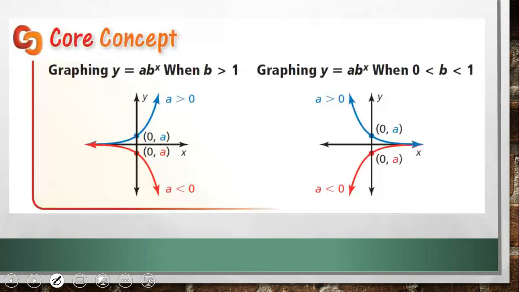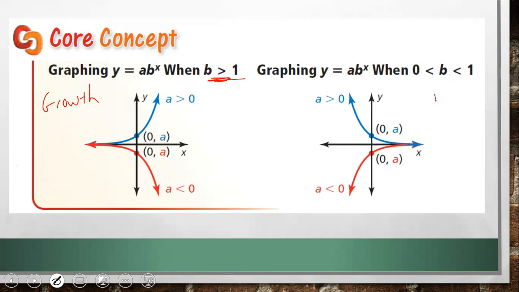Save to try these for class. Core concept here, we're looking at the graphs of exponential functions. Notice in your graph on your left, this is what the graphs when b is greater than 1 look like. Those are what we call exponential growth graphs because they're growing as your x value increases. Either they're growing in the negative direction or the positive.